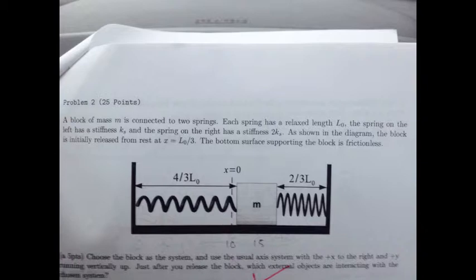I'm doing problem number 2, which is the spring problem, so I'll read the problem. A block of mass m is connected to two springs. Each spring has a relaxed length of L0. The spring on the left has stiffness Ks, and the spring on the right has stiffness 2Ks. As shown in the diagram, the block is initially released from rest at x equals L0 divided by 3. The bottom surface supporting the block is frictionless.